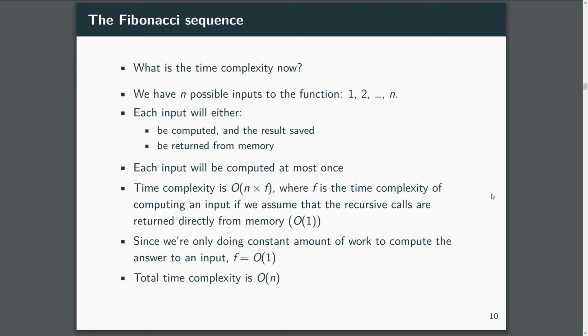Since obtaining from memory is O of 1, the time complexity is big O of n times f. So we have n inputs, and then f is the time complexity of computing a single input. In the case of the Fibonacci numbers, we're only adding two numbers together, so that's just a constant amount of work, and the total time complexity is O of n.